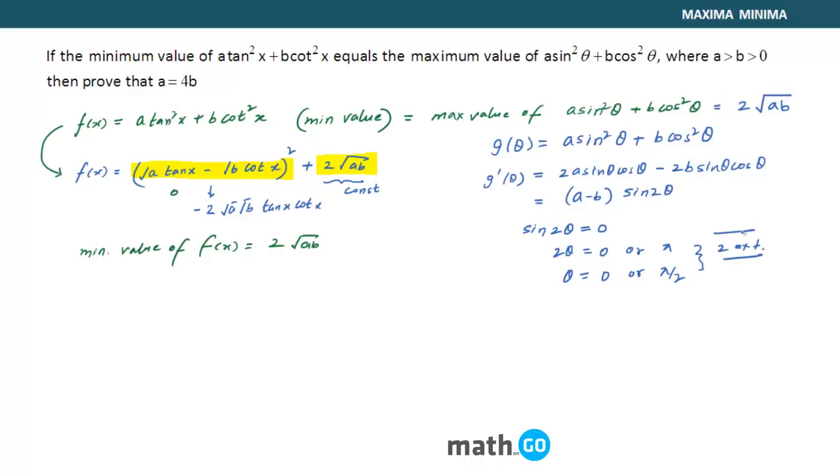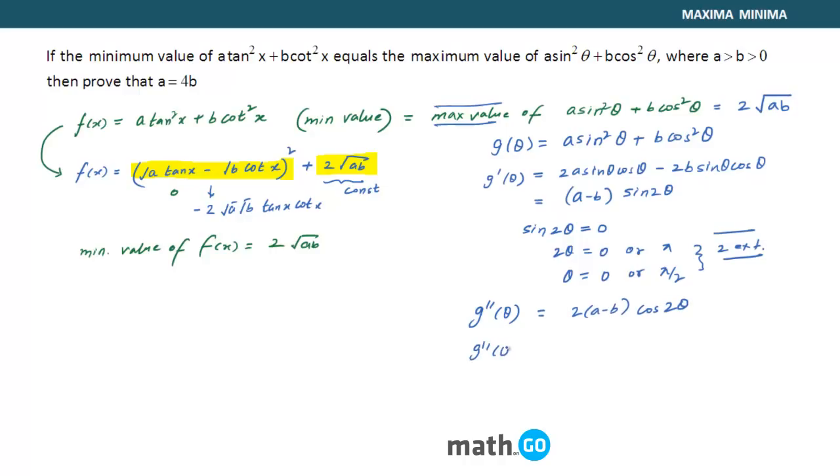Now we want to check at which one of these you will get the maximum value, because you need to find the maximum value. So let's double differentiate this. You get g double dash theta as, well, now it's a very simple function. We can very easily differentiate. This will become 2 times a minus b cos 2 theta.